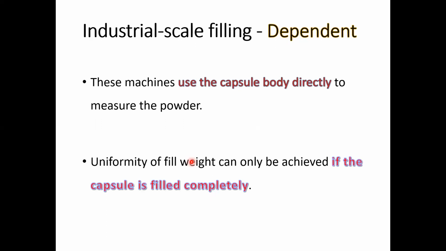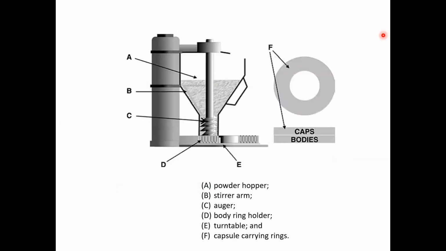So let's discuss industrial scale filling, that is, the capsule dependent type of machine. These machines use the capsule body directly to measure the powder. Uniformity of fill weight can only be achieved if the capsule is filled completely. So this is the principle of the capsule dependent machines.